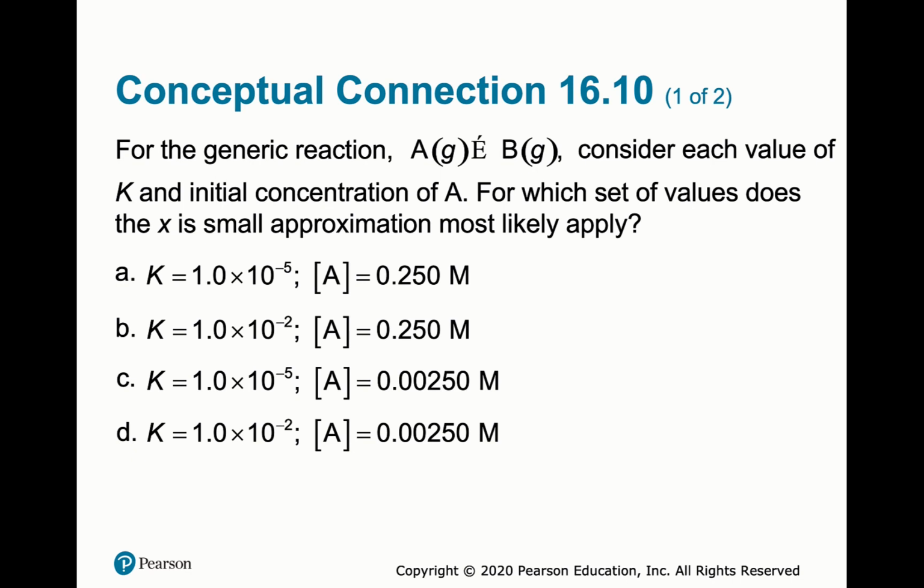So for this generic reaction, A in equilibrium with B, consider the value of K and the initial concentration of A, the reactant. For which set of values does the x-small approximation likely apply? It would be the first one, where A is big and the equilibrium constant is small.